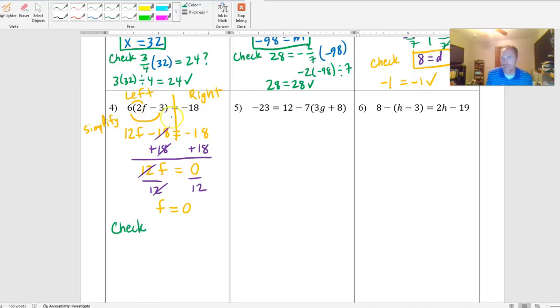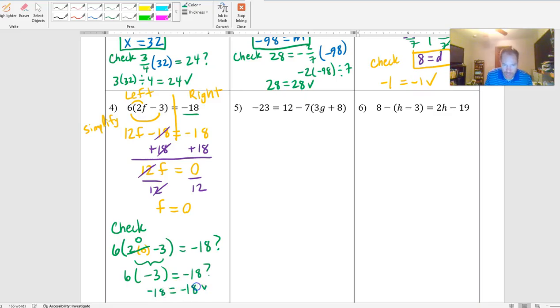This one's not as bad, maybe, as the previous one, because we've got just the left side. The left side needs to come out to equal the right side. The right side is just negative 18. So if I check 6 times in the parentheses 2 times F, F is 0, I think. Let's put F there for 0. And we're supposed to subtract 3, and then we're hoping that equals negative 18. So remember here, I don't have to distribute the 6 now because I can work inside parentheses. 2 times 0 is 0. 0 minus 3 is negative 3. So that's 6 times negative 3. Is that equal to negative 18? You bet it is. I'm going to just rewrite it here. Negative 18 equals negative 18. So my answer of F equals 0 feels good.